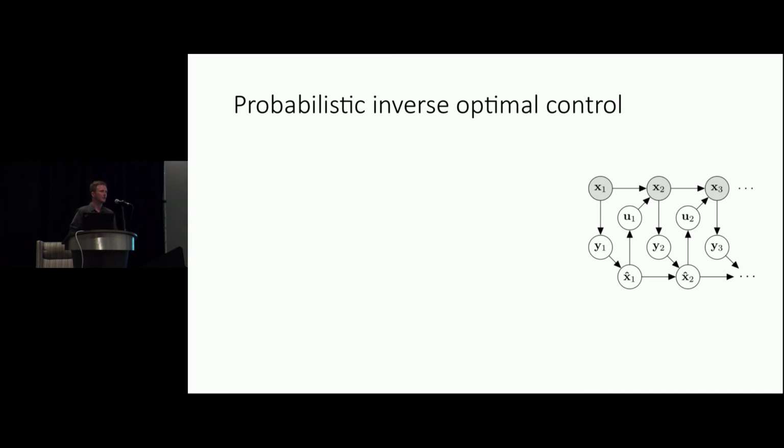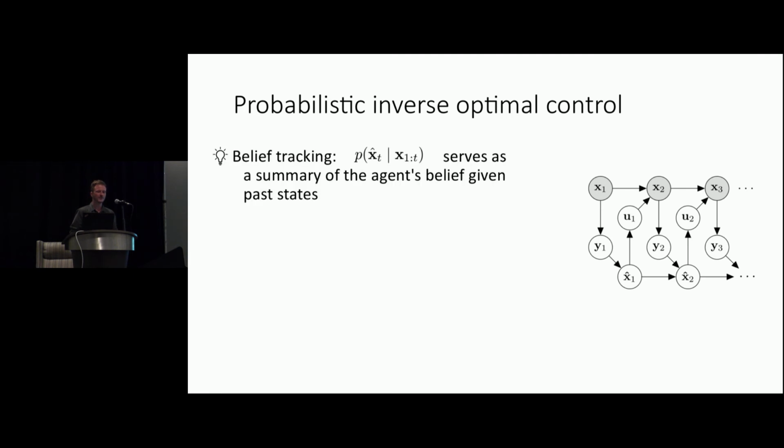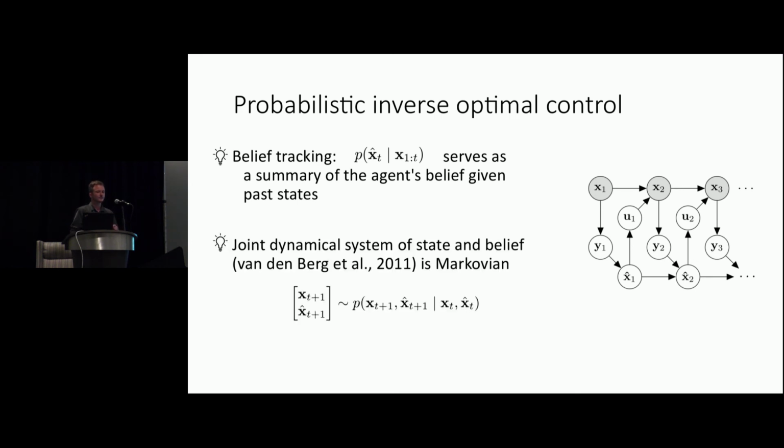And so how do we deal with this? We use two main tricks in this case. First, we can do belief tracking. We need a summary statistic of the agent's belief given all of the past behavior that we have observed so far. We compute a summary of what we know about the agent's belief given all of the previous states. And the second trick is that you can realize that the joint system of states and belief is actually Markovian.